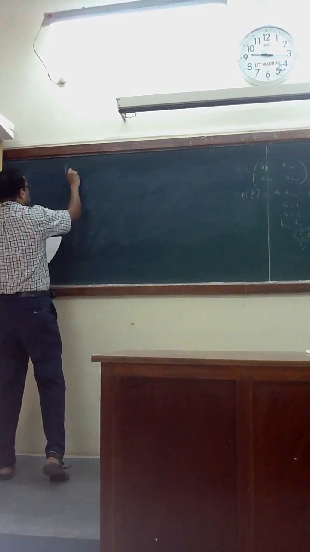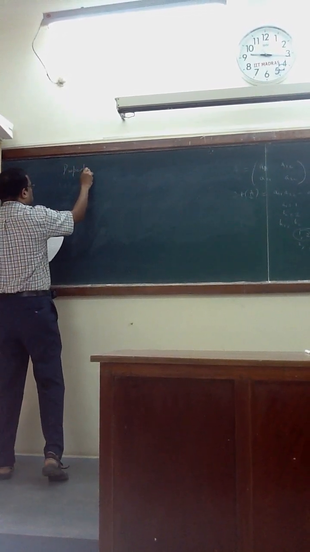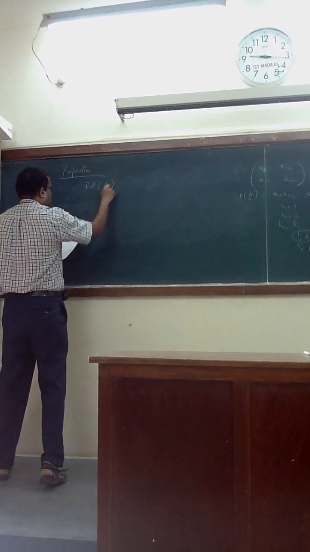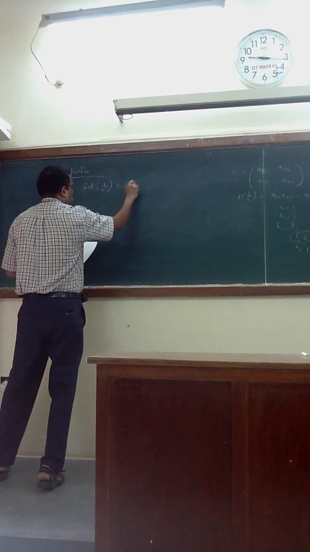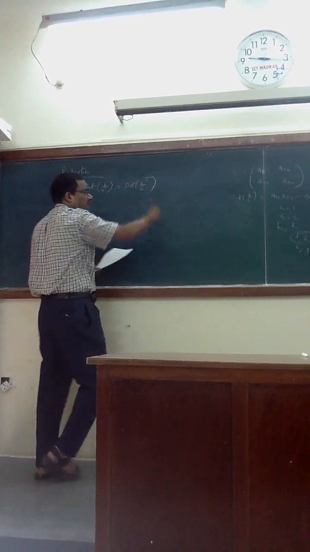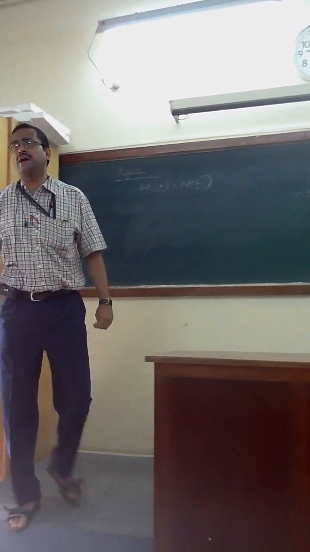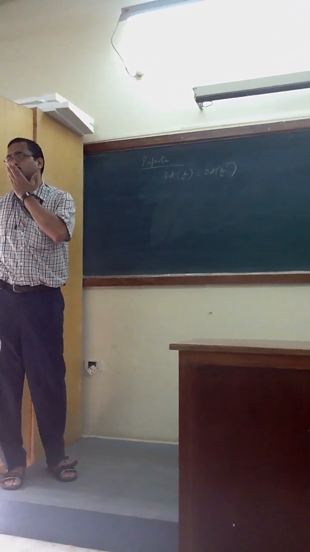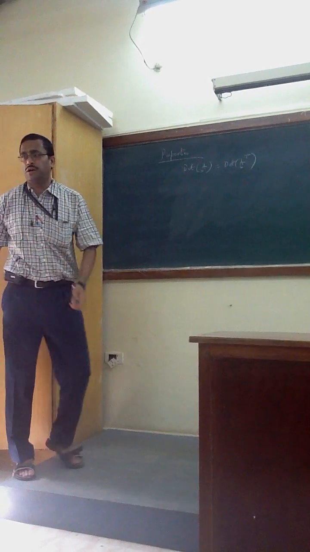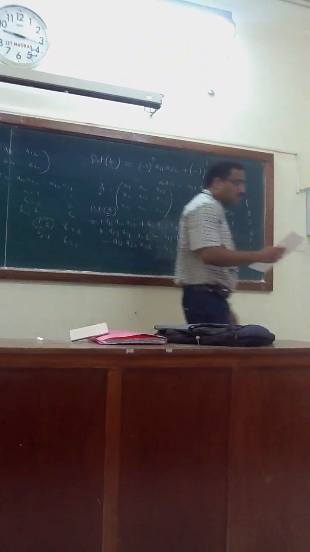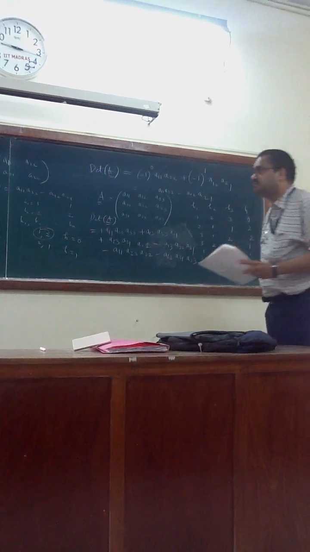Properties of determinant. Determinant of A equals determinant of A transpose. Determinant of A equals determinant of A transpose. How to prove it? Using this formula, remember that. You have a formula here.